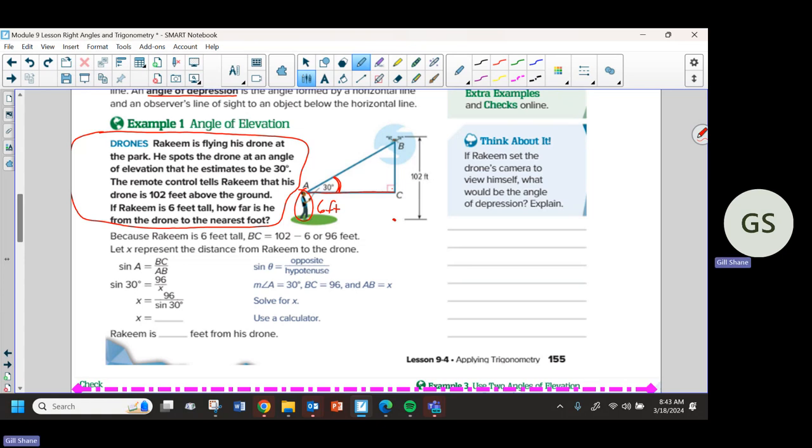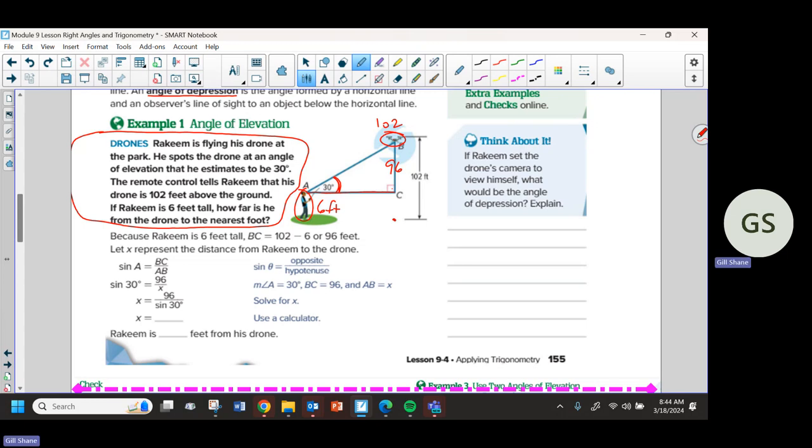So in this case, what would the math be? I know that the height of the drone is 102, right? But when I create the triangle, I'm doing it from my line of sight. So I have to subtract the height of that person. I'm doing it basically from his eyes, which typically you'll be doing from the eyes of something, not always a person. Like in the next one, it's a big wooden dog, but same concept. So now I've got everything I need.